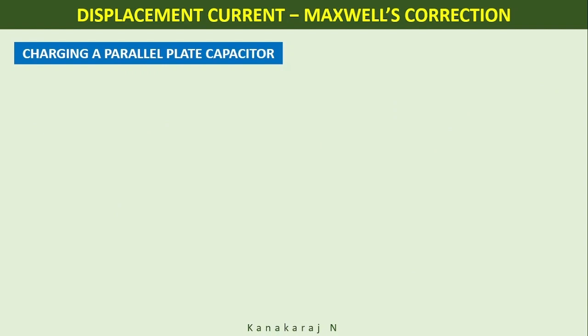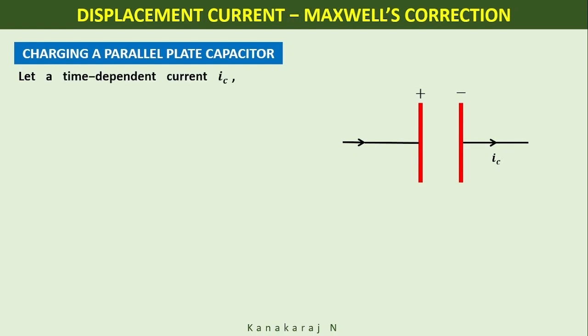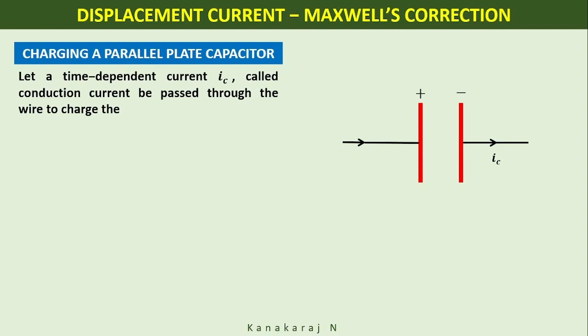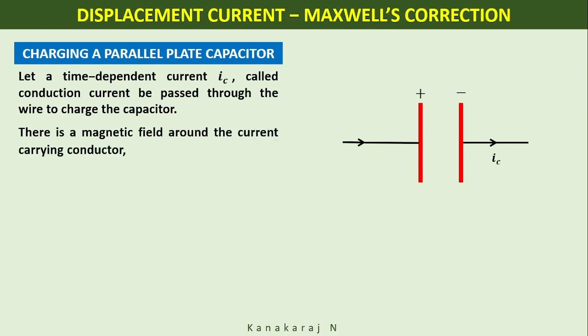Charging a parallel plate capacitor. Here we are charging a parallel plate capacitor. Let a time dependent current IC, called conduction current, be passed through the wire to charge the capacitor. There is a magnetic field around the current carrying conductor, so we use Ampere's circuit law for the loop L1.